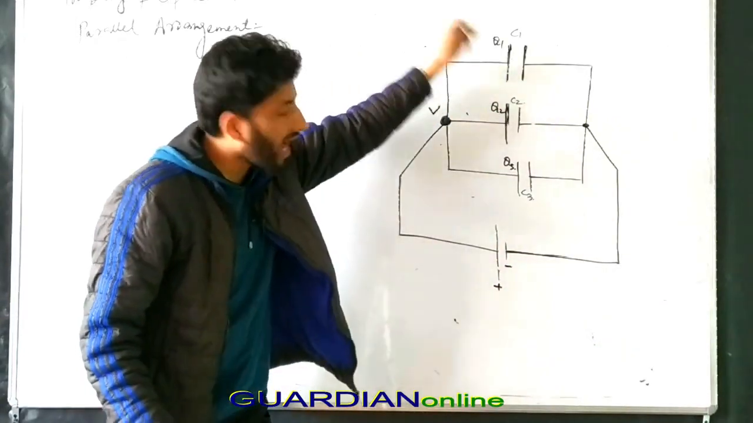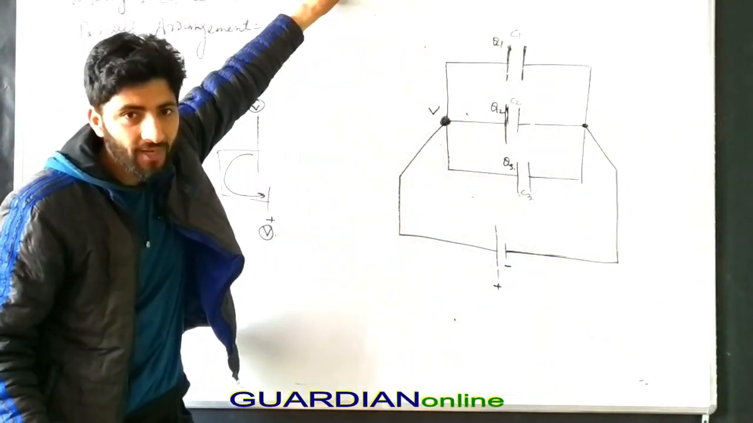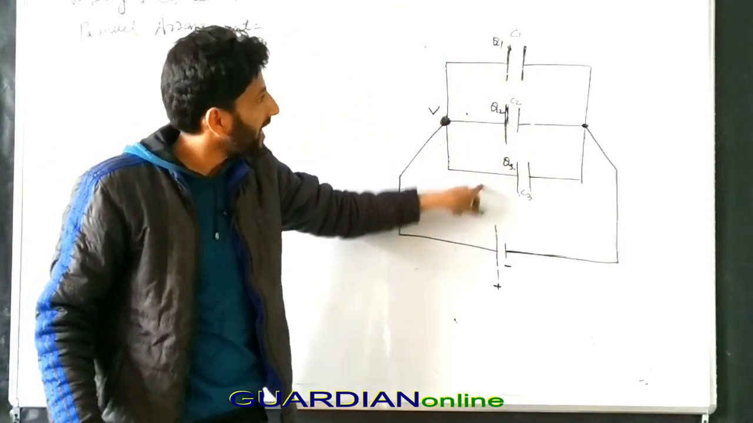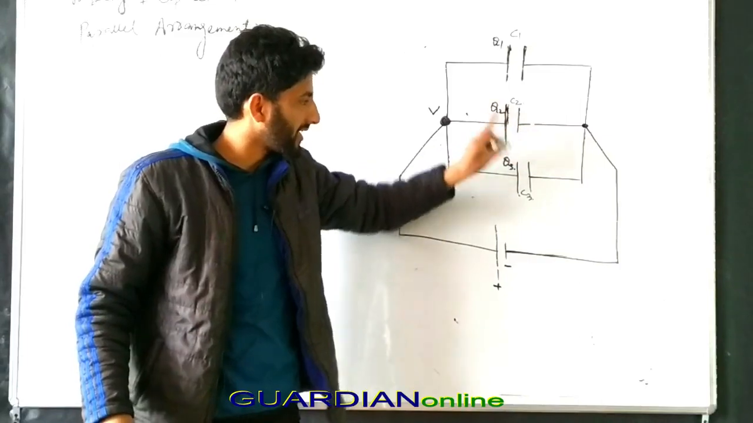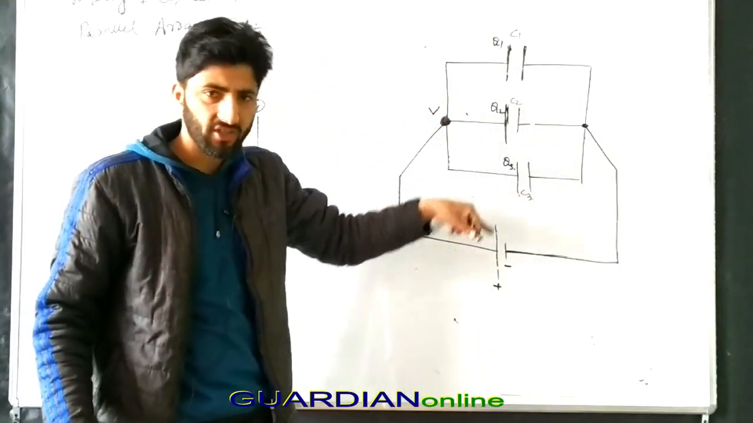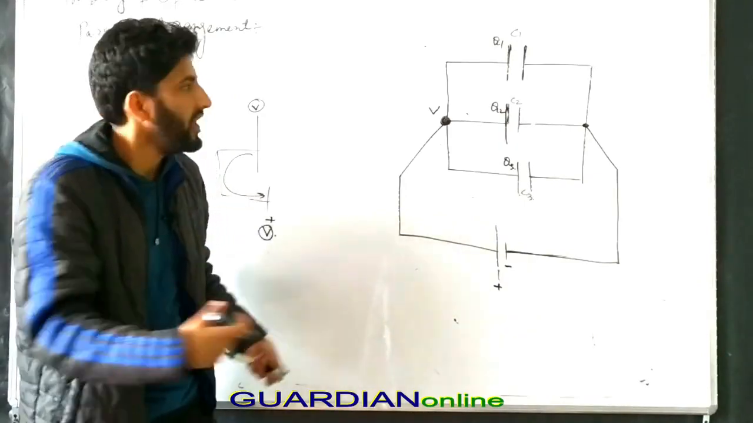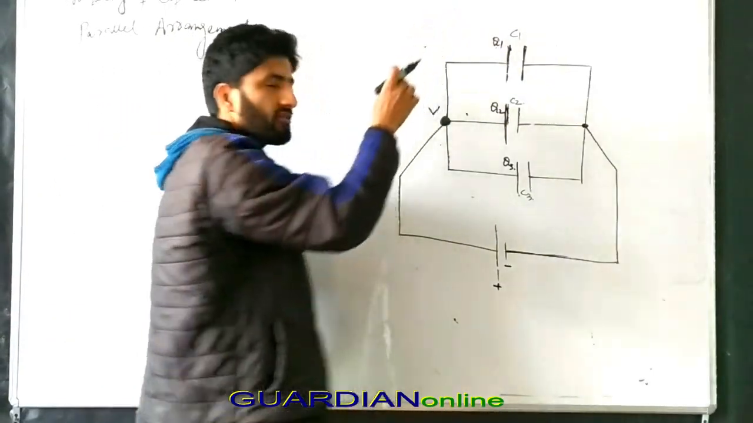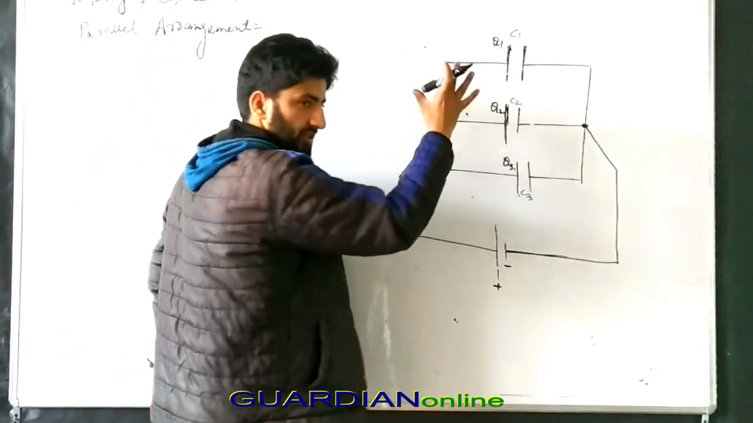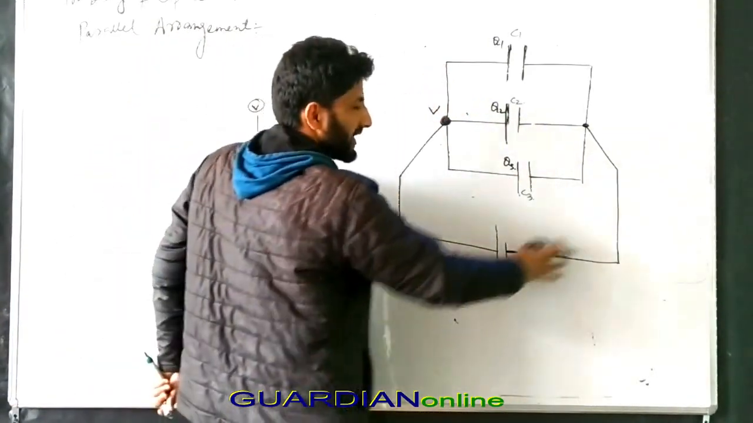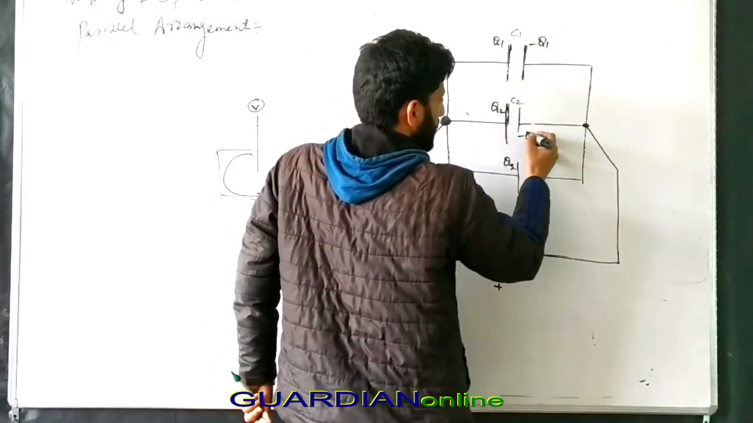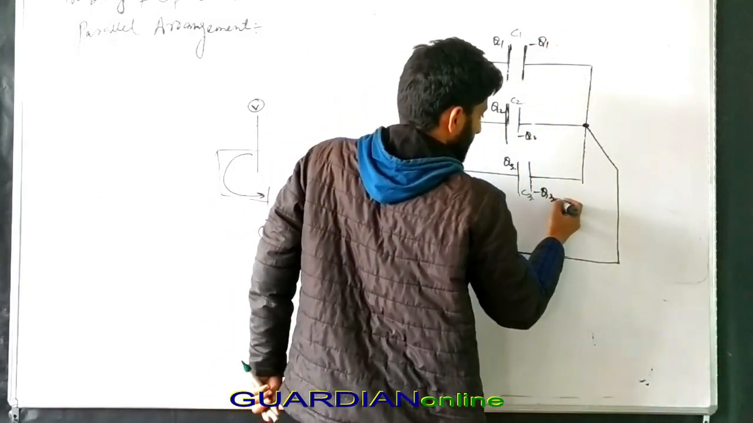Now the charge is different here. Why is the charge different? Because each has a separate path, and each capacitor is separate. So the capacitors are separate, and the charge on each is separate. Let us say charge Q1 plus Q2 plus Q3 goes up here, and on the other side the charges are minus Q1, minus Q2 and minus Q3.